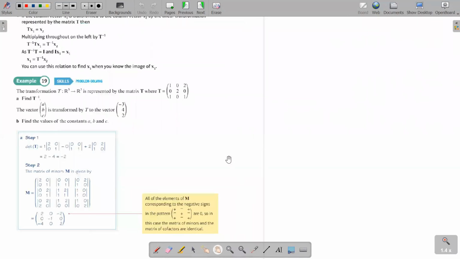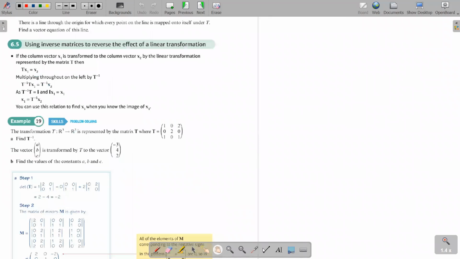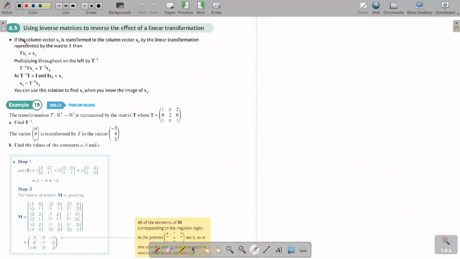Okay, so now we'll move on to the next part of our matrices lesson 6.5, using inverse matrices to reverse the effect of a linear transformation. Earlier you saw that we multiplied the transformation matrix with the object coordinate and got the image coordinate. Is that correct? Now you remember in F1, we have adding, subtracting and multiplying matrices, but we don't have dividing matrices, right? We use the inverse matrix, you remember?